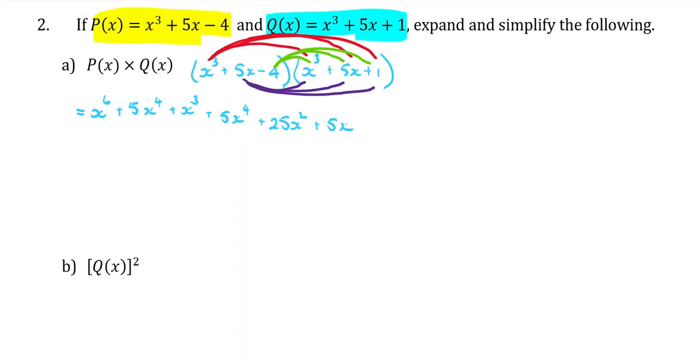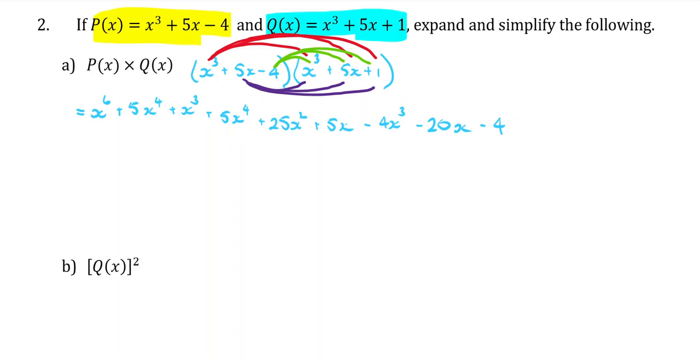So minus 4 times x cubed is minus 4x cubed. Minus 4 times 5x is minus 20x. And minus 4 times 1 is minus 4. Okay, so there's 9 terms in there. Now I need to look for like terms.